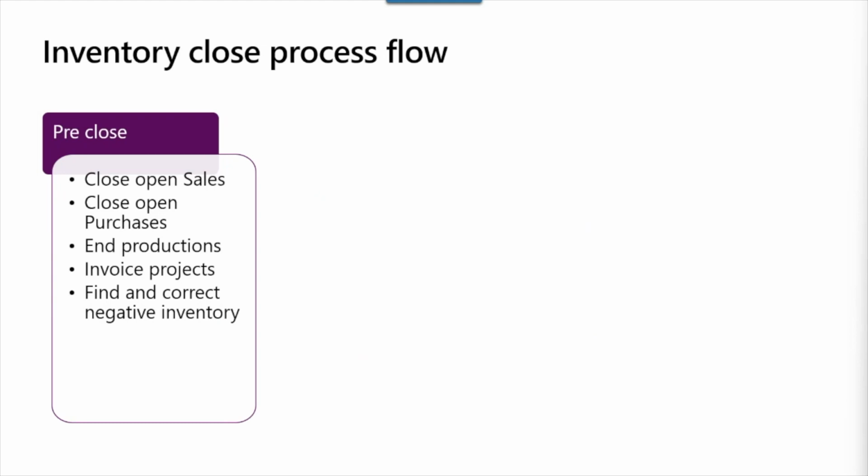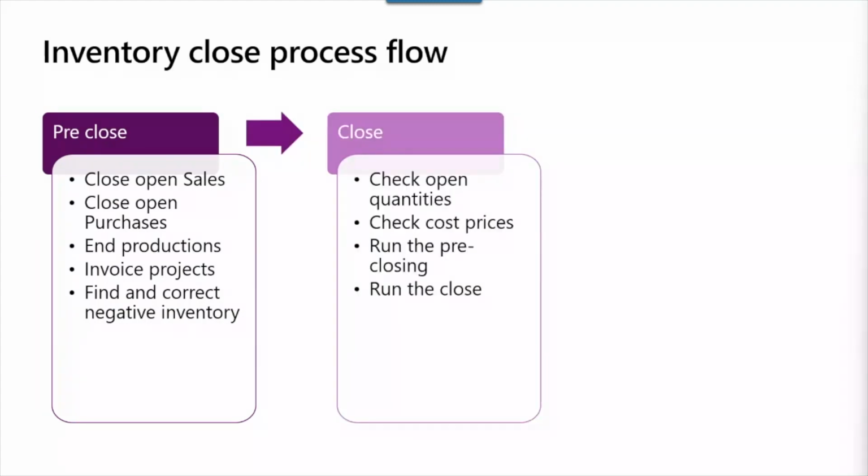Before you run the inventory close, it is also strongly recommended to find and correct any negative inventory in your system if you allow your inventory to go negative. Once the books are ready and other transactions are finalized, you're ready to close the inventory. We recommend that you run the Check Open Quantities report first. This report will print a list of inventory transactions that will remain open after the inventory close is performed. You will primarily want to use this information to validate the open transactions.